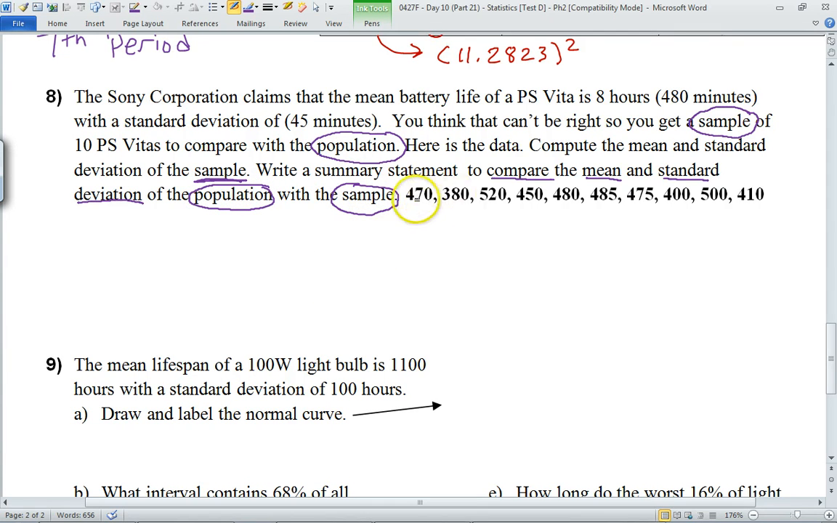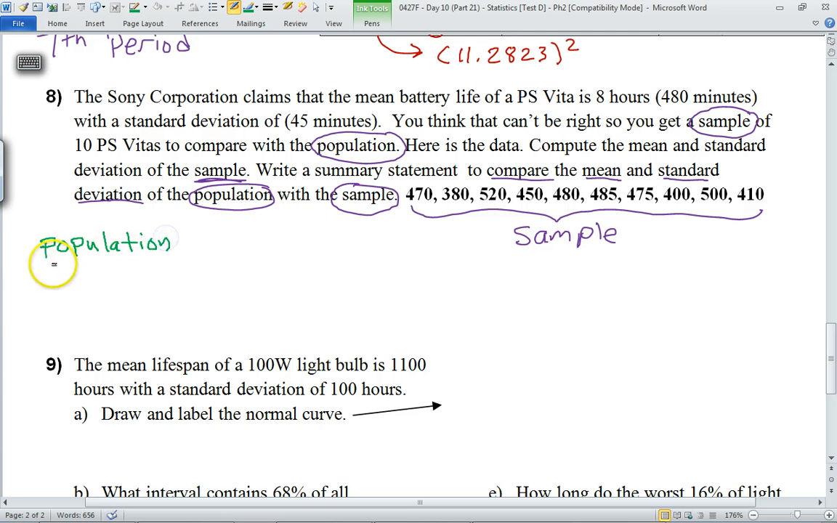Okay, so first we have to type all these numbers in our calculator, and this is the sample. These numbers represent the sample. The population are all the Sony PS Vitas that are ever sold. But these 10 that we are testing represent the sample. That's why we're going to make sure to find the sample standard deviation. So take a minute and type those in your calculator. I'm going to do that off camera. Let me summarize the information that we have to compare. We're supposed to compare the population with the sample.